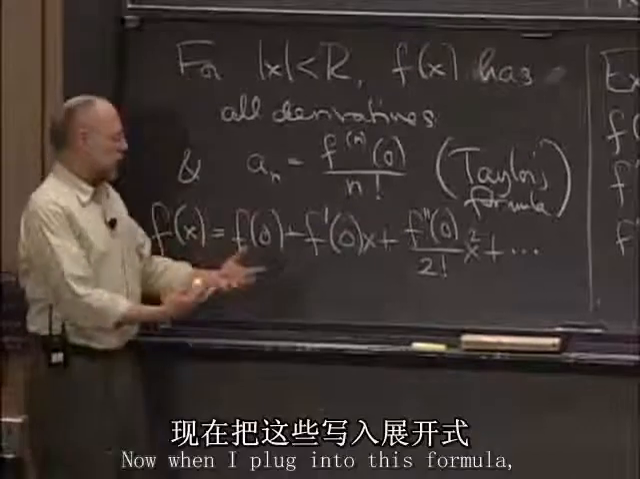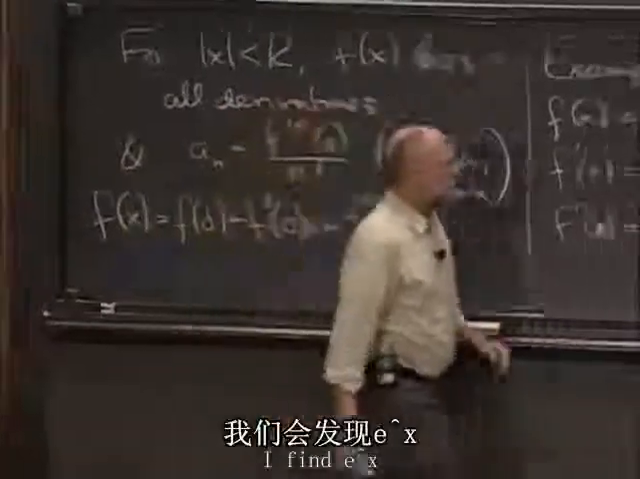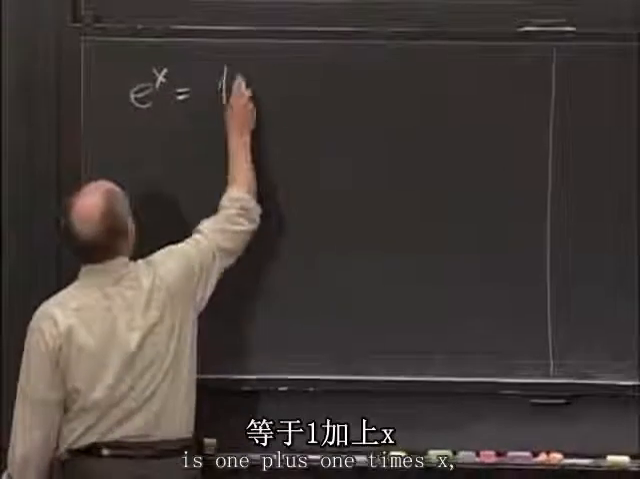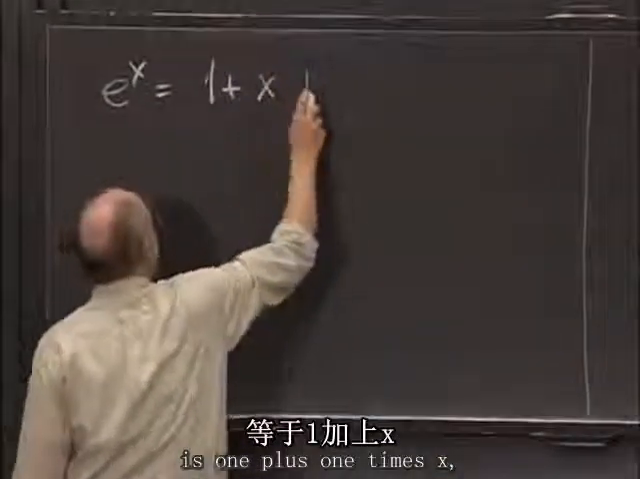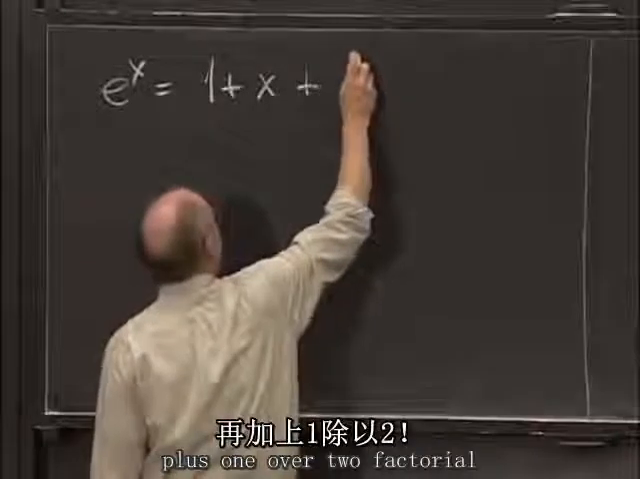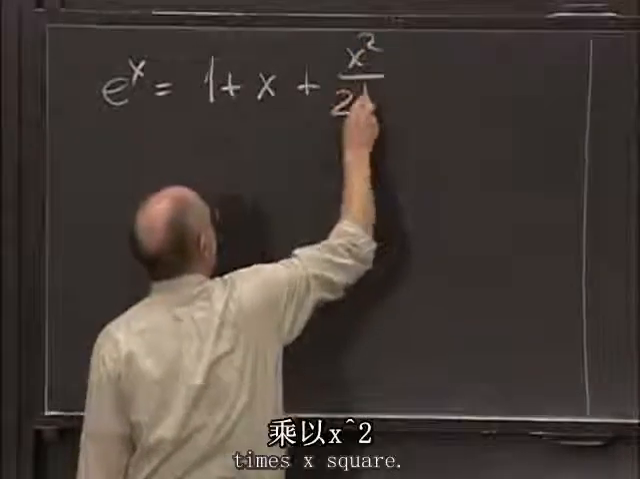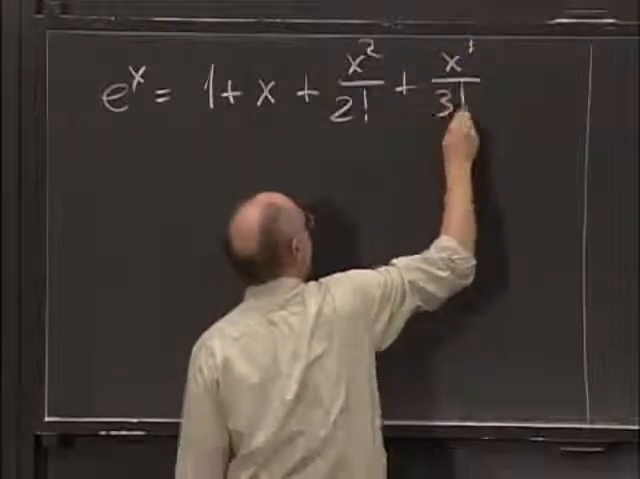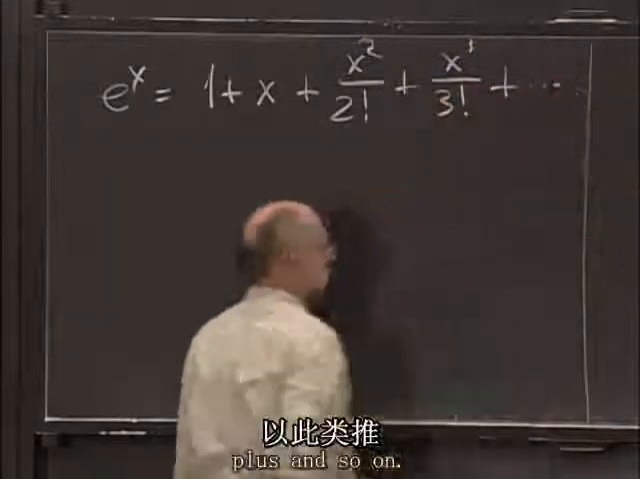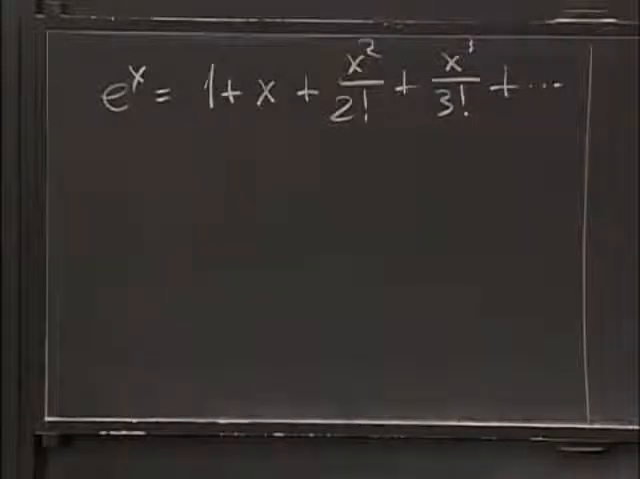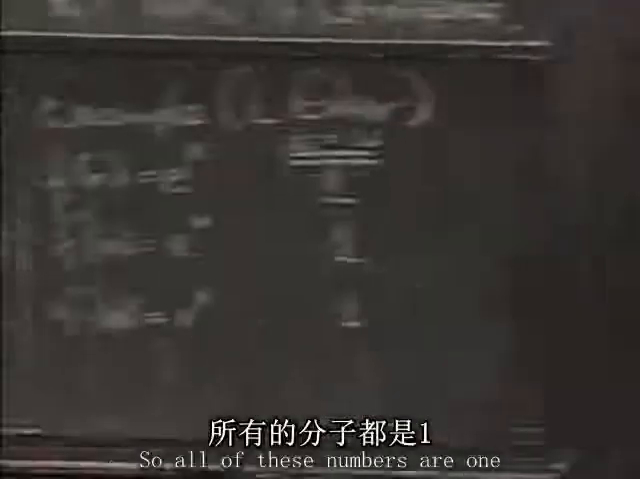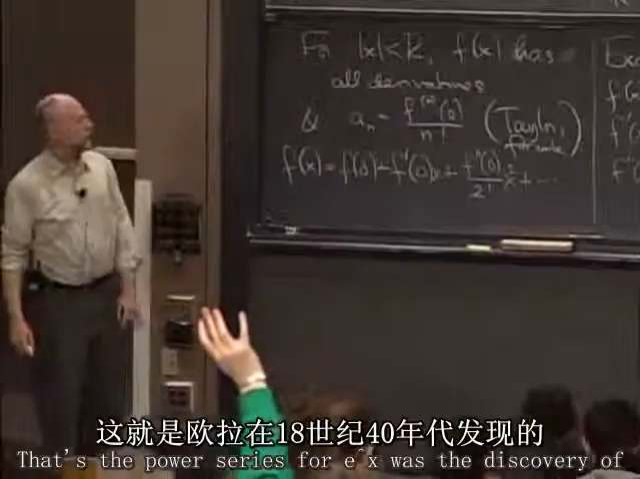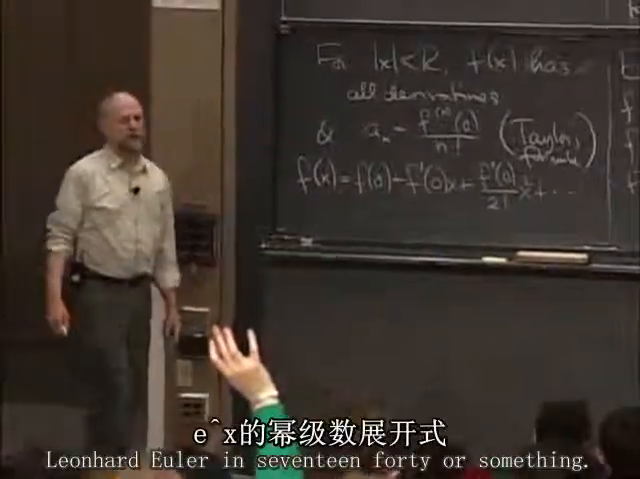And now when I plug into this formula, I find e to the x is 1 plus 1 times x plus 1 over 2 factorial times x squared plus 1 over 3 factorial times x cubed plus and so on. So all of these numbers are 1, and all you wind up with is the factorials in the denominator. That's the power series for e to the x. This was a discovery of Leonard Euler in 1740 or something.